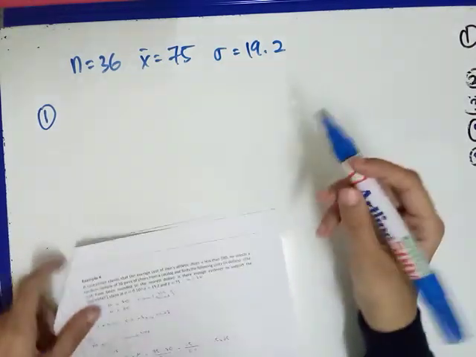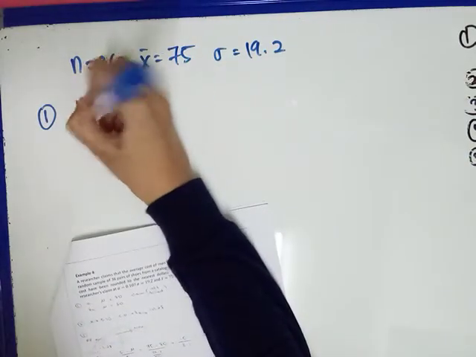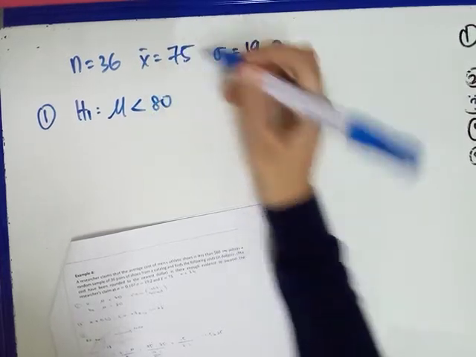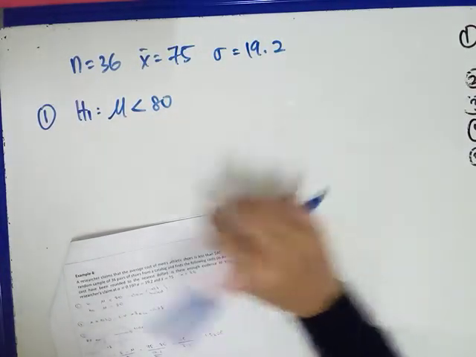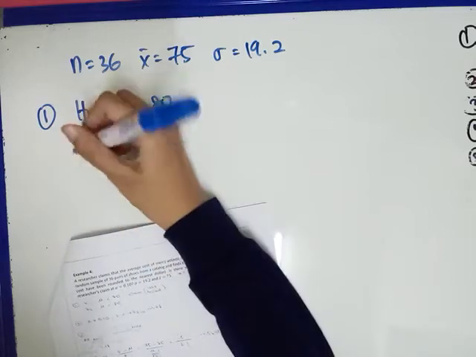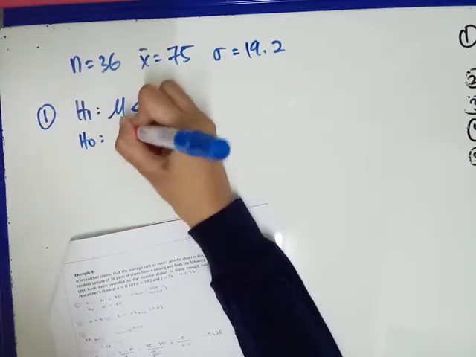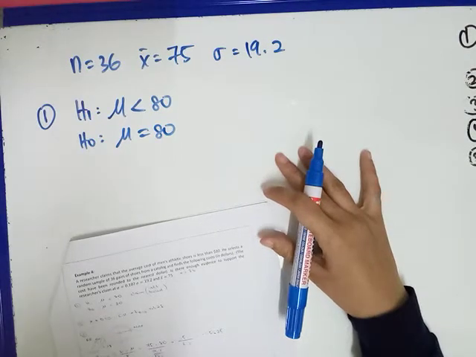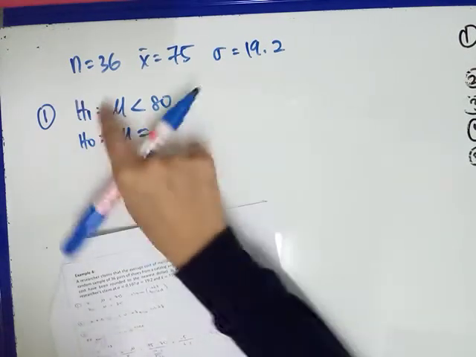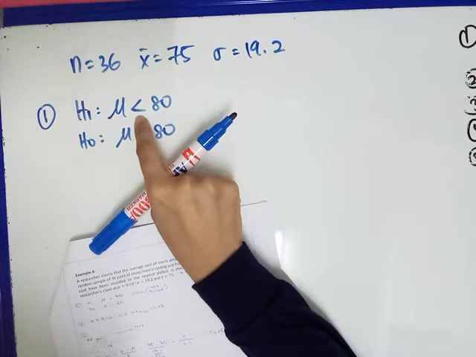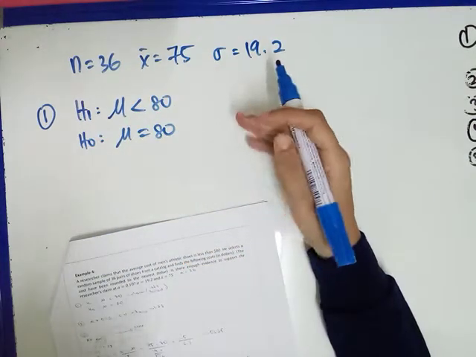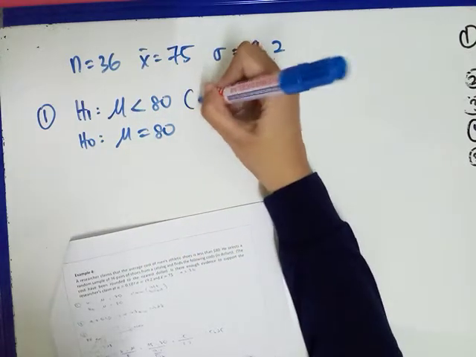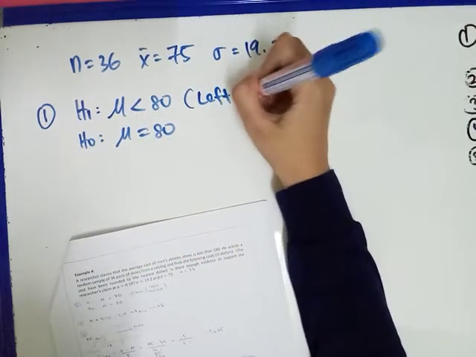Less than, that means we need to claim H1: mean less than 80. Okay, when H1 is mean less than 80, so for H0 the mean is always equal to 80. Okay, H0 is always equal. So what type of tail do we need to test? Look at the sign for H1. It is less than, that means we need to test the left tail of the area.